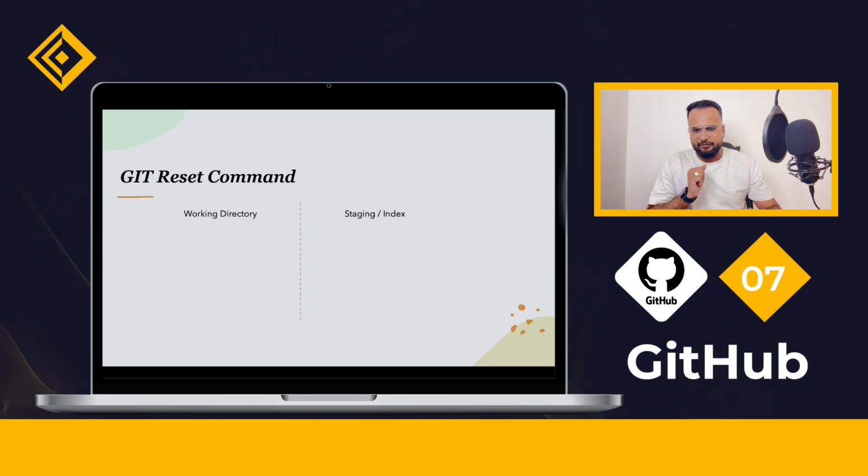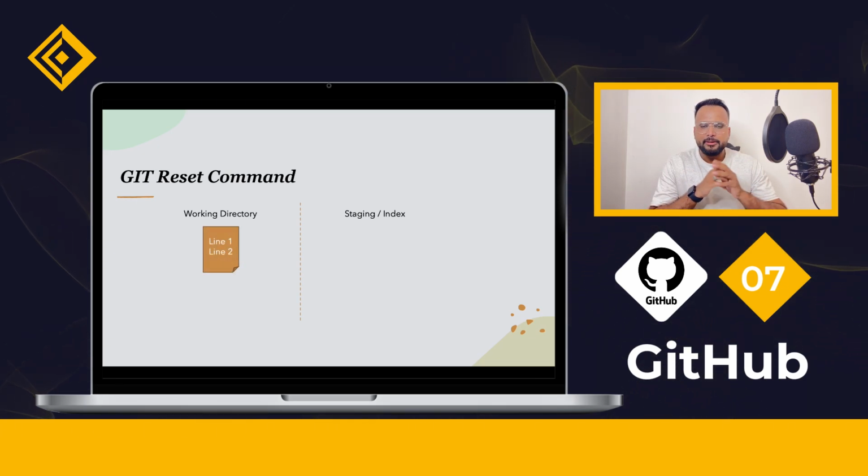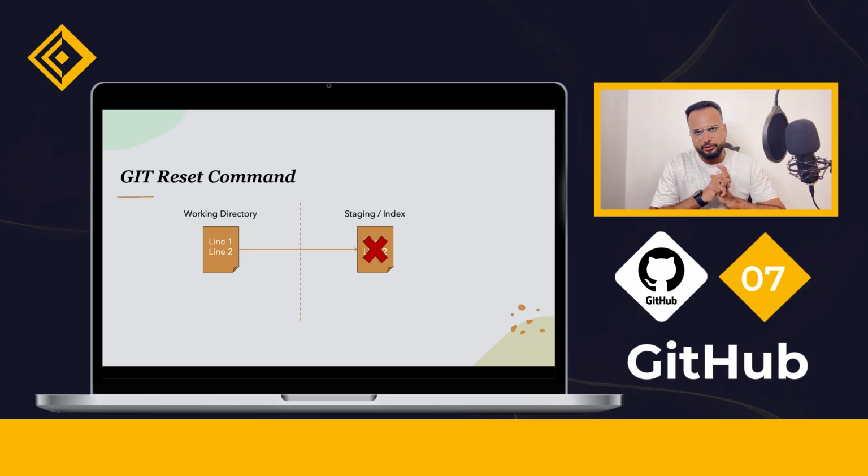For the staging level, let's say we have a working directory and a staging index. There is one code file in which you have 2 lines of code, line 1 and line 2. You had pushed that file to your staging area. Now you don't need that file in your staging area. You want to remove that file from the staging area. So what you can do here is use the git reset command. The command is git space reset, then space and then the file name.